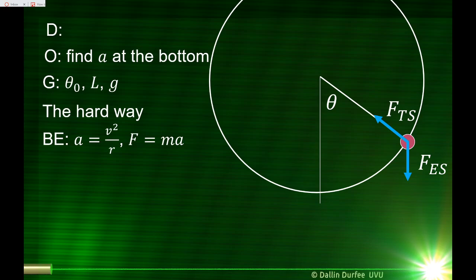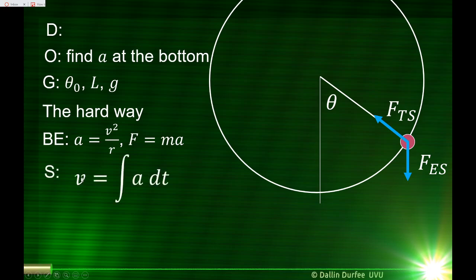The hard way is to just say, well, look, the acceleration at the bottom is going to be inward, right? So the force due to tension and the force due to gravity will both be in the y direction when we're at the bottom. So there will be no tangential acceleration, only centripetal acceleration. And we know that for something moving in a circle, the centripetal acceleration is just v squared over r. And of course, we know Newton's second law, force equals mass times acceleration. So if we can find the velocity when we're at the bottom, r is just the length of the chain, L, then we can find that acceleration.